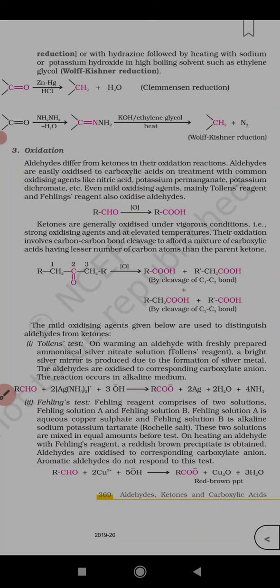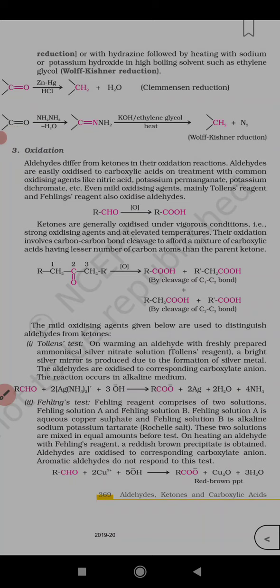So Fehling reagent comprises two solutions. Fehling solution A is nothing but aqueous copper sulfate, and Fehling solution B is nothing but Rochelle salt, that is alkaline sodium potassium tartrate. It is alkaline, okay. These two solutions are mixed in equal amounts before the test. On heating an aldehyde with Fehling's reagent, a reddish brown precipitate is observed.